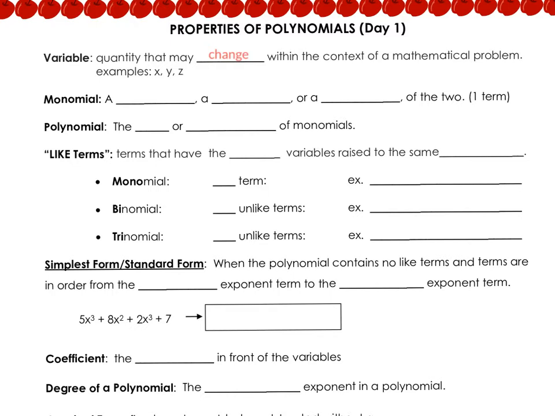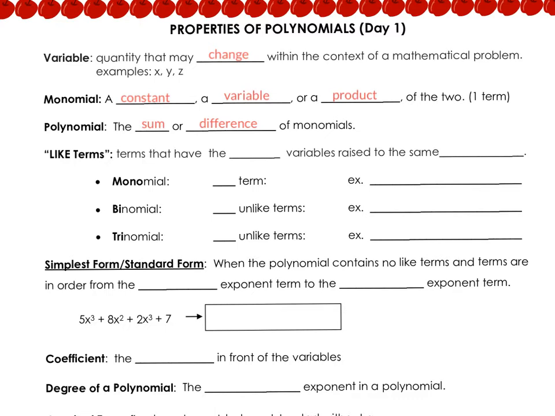A monomial is a constant, variable, or a product of the two. But remember here that it's always going to be one term. A polynomial, on the other hand, is the sum or difference of monomials.